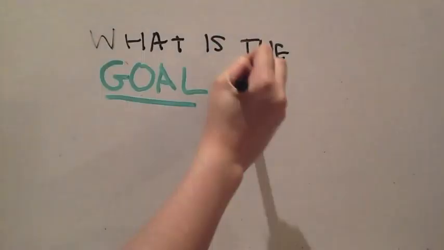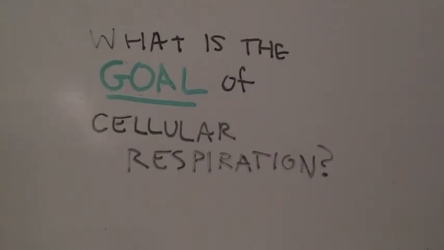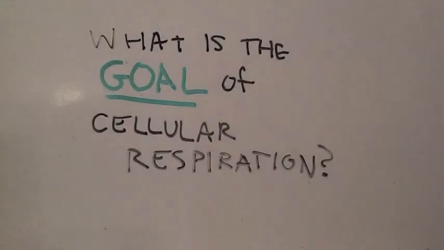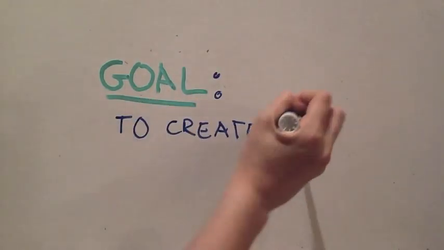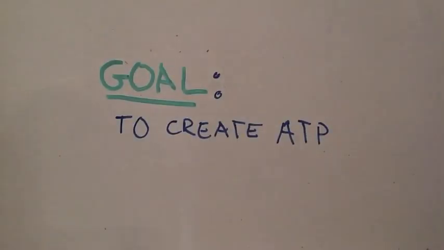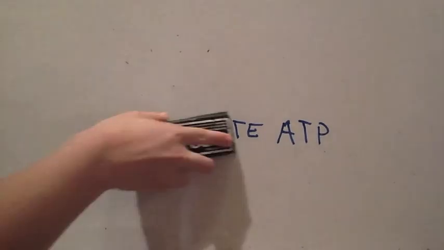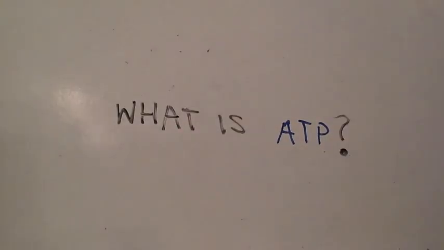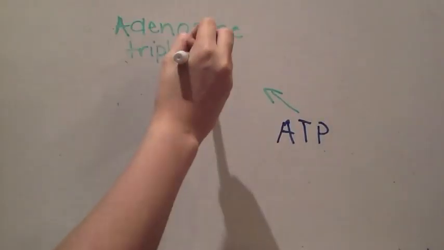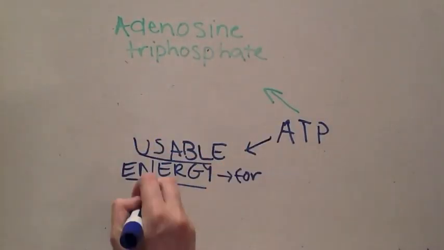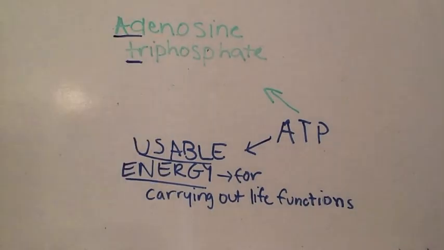Now we're really getting into the heart of cellular respiration. We want to find out what the goal of it is. The goal of cellular respiration is to create ATP. Now you may be wondering what ATP is. ATP, otherwise known as adenosine triphosphate, is usable energy. So the cells can use this energy to carry out life functions and processes.